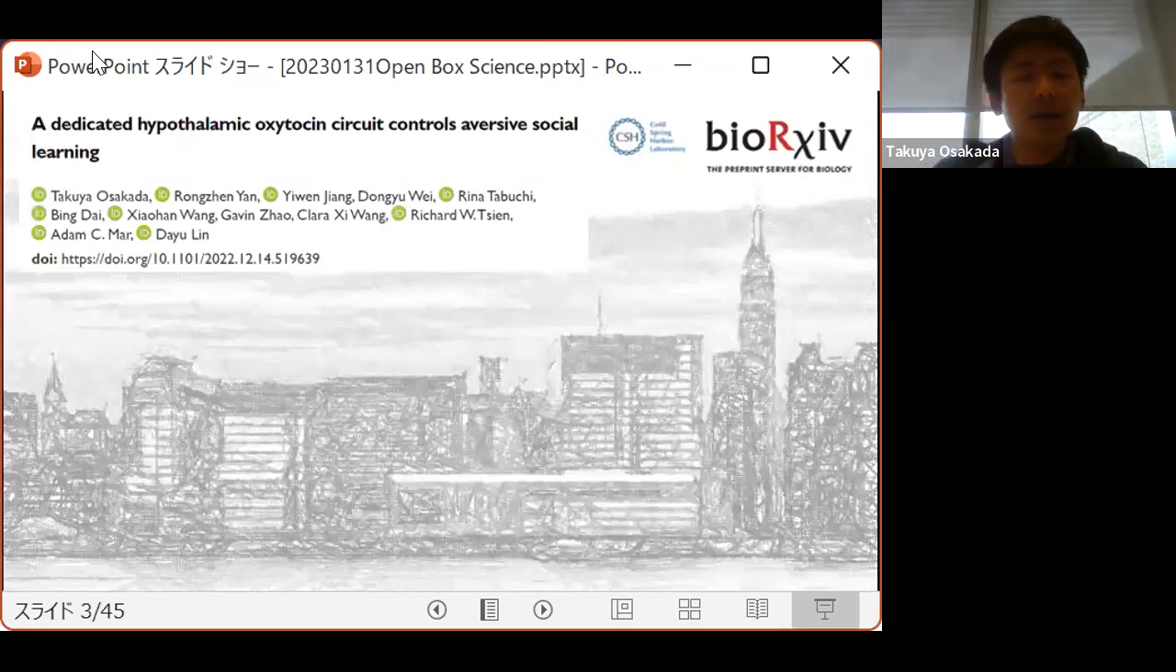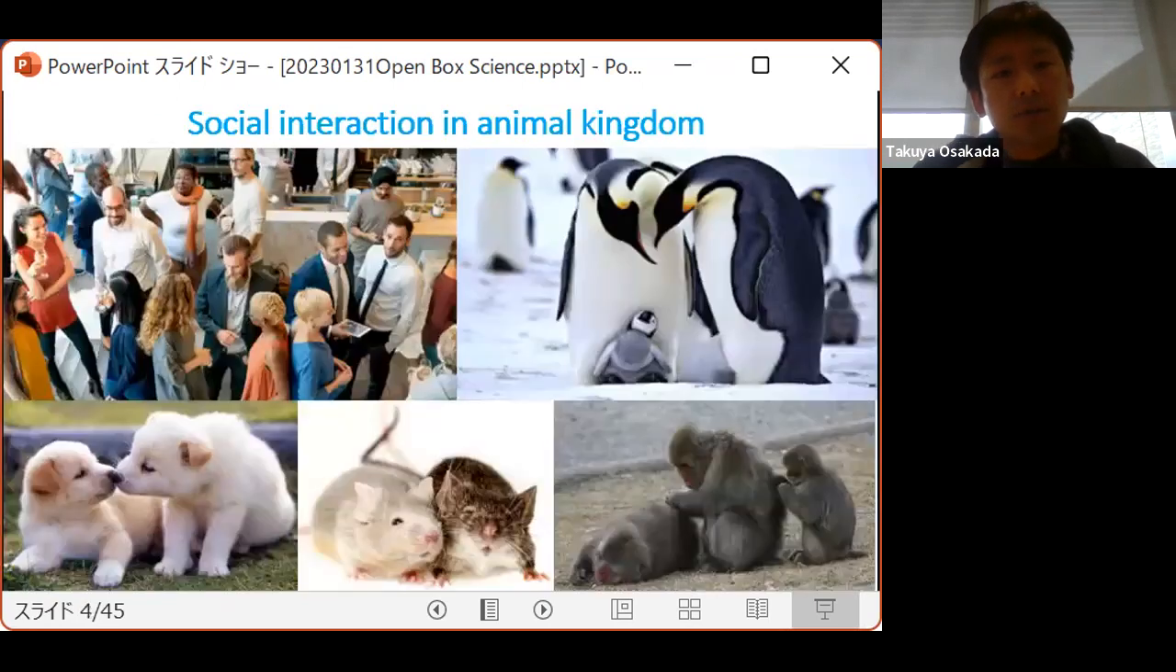So today I want to share with you our latest preprint, oxytocin signaling for social aversive behaviors. So, okay, let's get started.